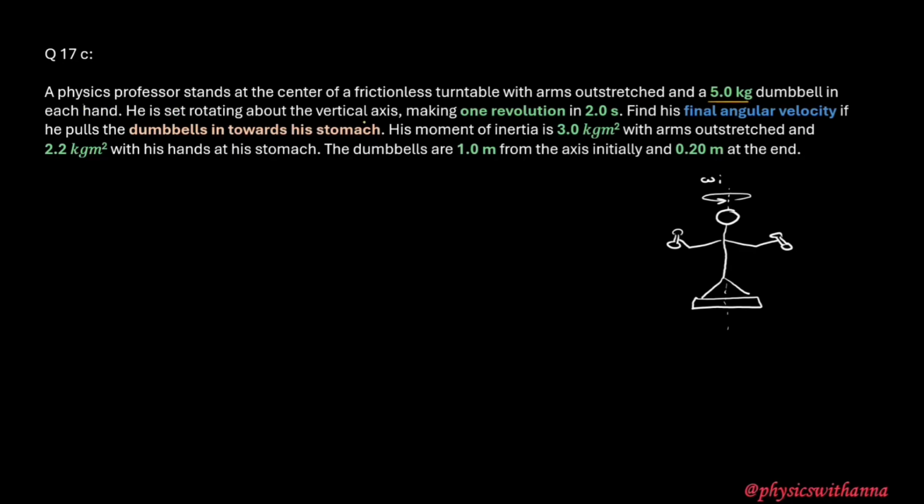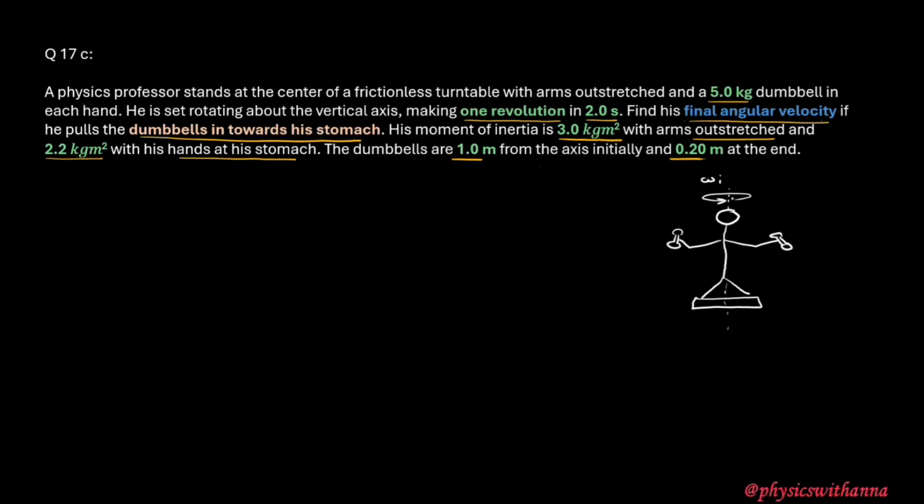He is set rotating about the vertical axis, making one revolution in 2 seconds. Find his final angular velocity if he pulls the dumbbells in towards his stomach. His moment of inertia is 3 kg meter squared with arms outstretched and 2.2 kg meter squared with his hands at his stomach. The dumbbells are 1 meter from the axis initially and 0.2 meter at the end.